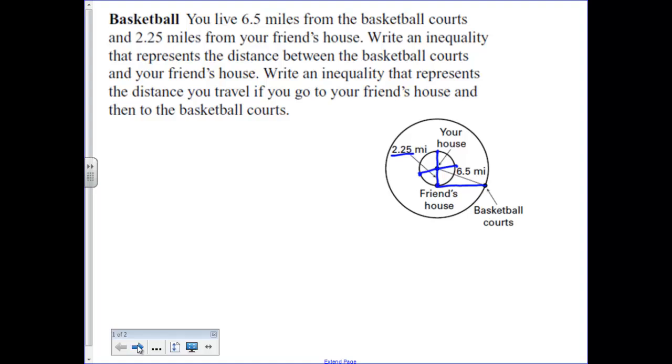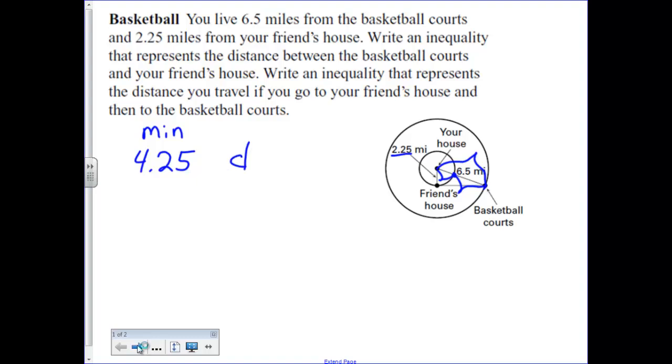The closest that your friend's house could ever get to the basketball courts would be right there. Let me go ahead and erase the rest of that. Now, if we know that this total distance right here is 6.5, and we know that this distance right here is 2.25, then the remaining distance right there would be 4.25. So the minimum distance from your friend's house to the basketball court would be 4.25 miles.